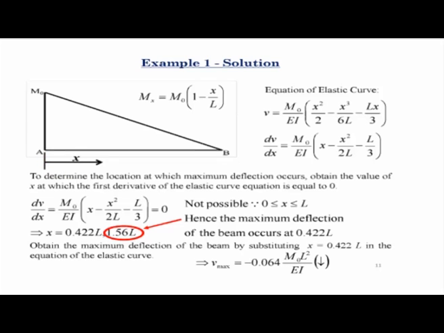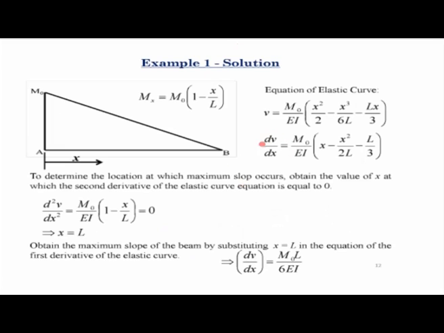Now for the maximum slope, we take the derivative of this, dv/dx, and then the double derivative, d2v/dx square. If you equate the second derivative to zero, you will get x equal to L. Now if you put x equal to L in this equation, you get the slope as M0 L by 6 EI. So that is the slope of the beam at x equal to L.